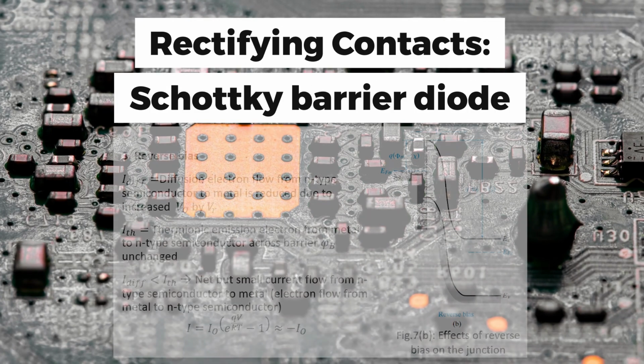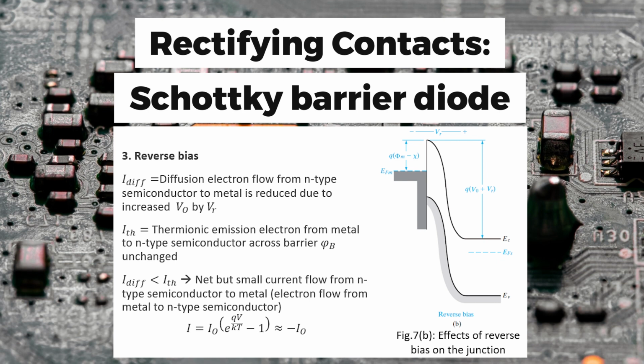Now, let us discuss the reverse bias condition. For the reverse bias condition, the diffusion electron flow from the n-type semiconductor to the metal is reduced due to increased V0 by Vr. The thermionic emission of electrons from the metal to the n-type semiconductor across the barrier phi b remains unchanged, but a small current flows. Here also the electrons flow from the metal to the n-type semiconductor, and the equation of the current is given as shown in the figure. Here I is equivalent to the negative of I naught.